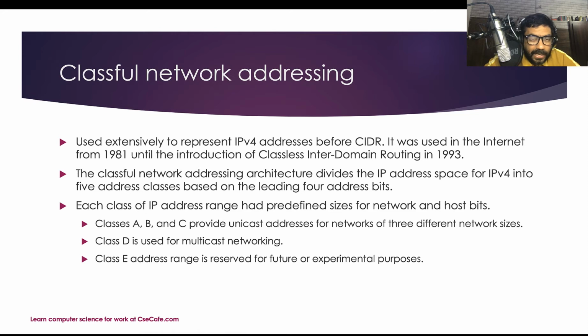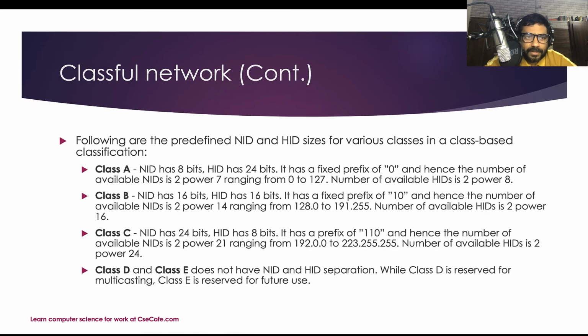Classful network addressing is just for reference purposes. We don't use it a lot these days, unless it is a legacy network. It was used commonly until CIDR came in 1993, and it has classifications such as A, B, C and so on. There was a class D, which was used for multicast, and class E was reserved for future or experimental purposes. Again, we won't go deep because that is not needed currently.